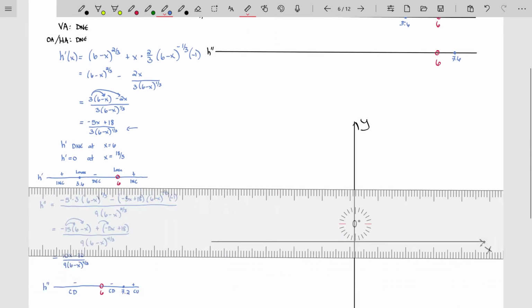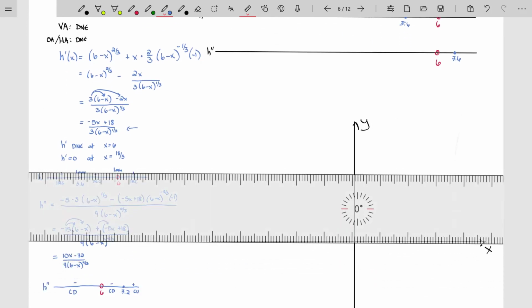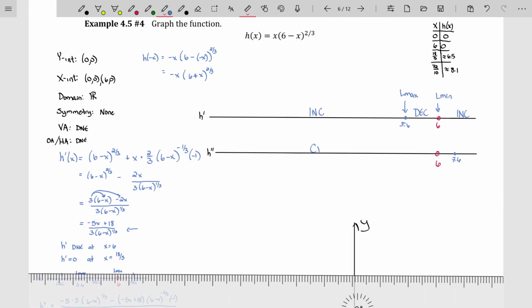Well, let's see, second derivative. We have concave down, concave down, concave up. Okay, so concave down, and concave up. Obviously, this would be an inflection point. And that's it. All right, now I'm going to plot my values.